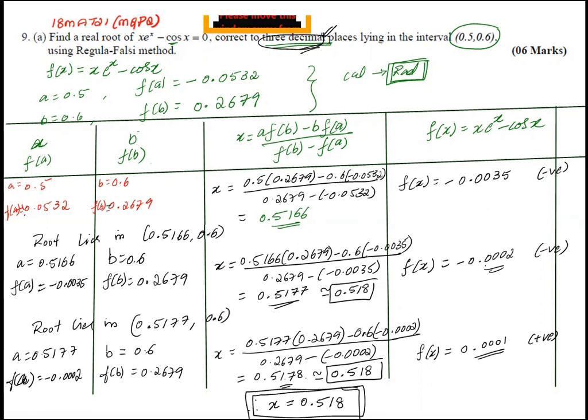If you change the value of b, since the f of x value is positive, you should change b as 0.5178 and f of b is this value 0.0001 and a remains the same, then surely you will get this answer, 0.5178 as the root for 4 decimal places.